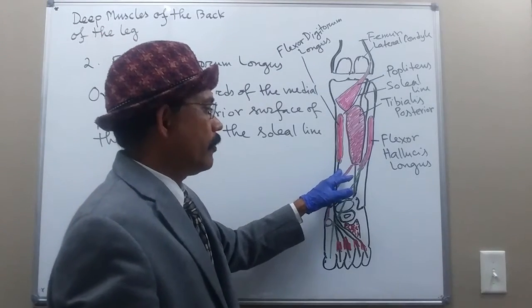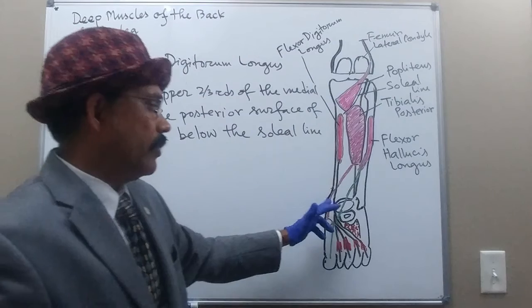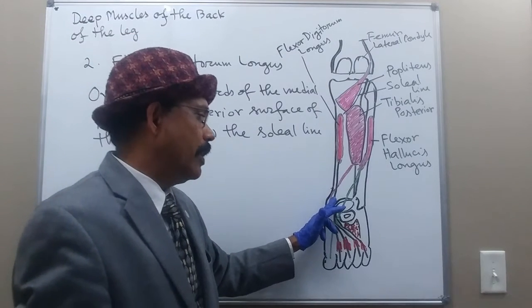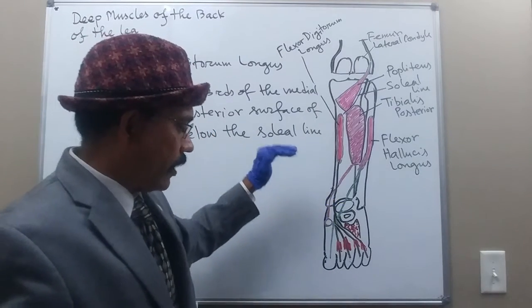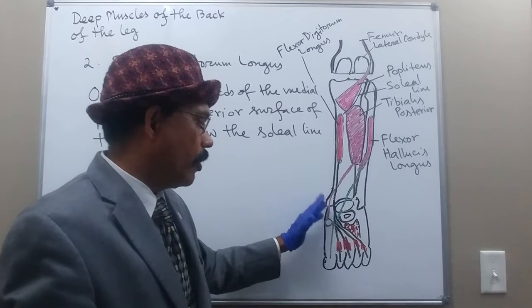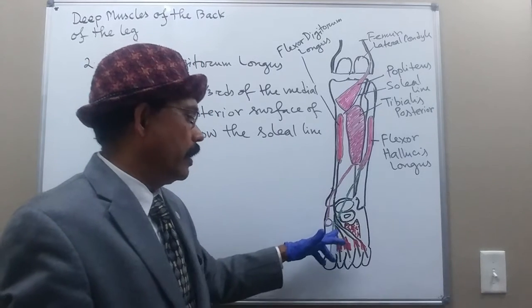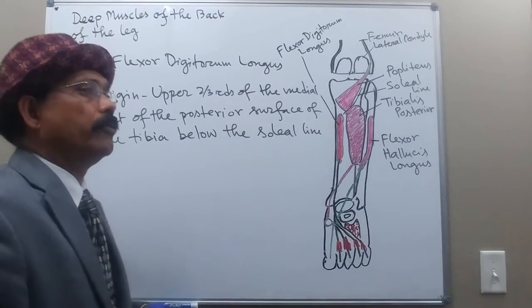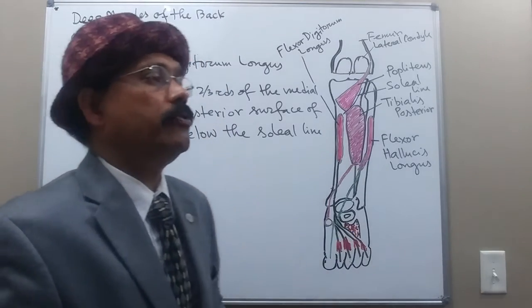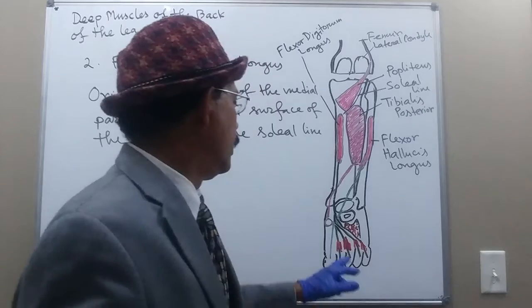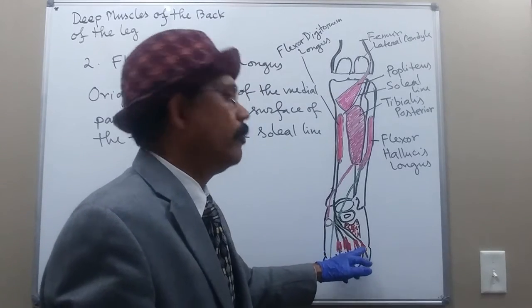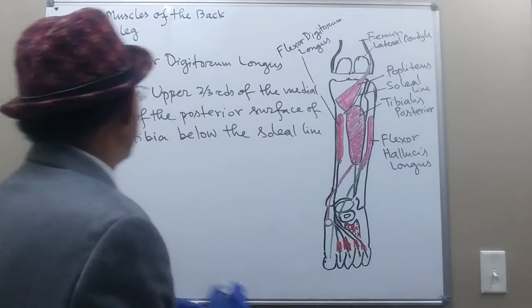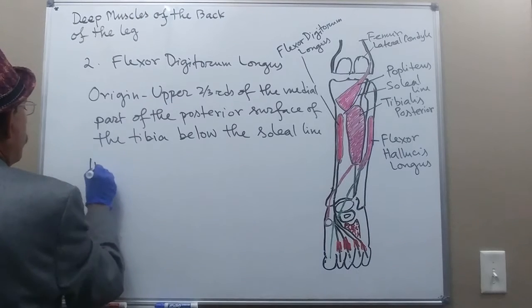This is the tendon of the Flexor Digitorum Longus that passes behind the medial malleolus and underneath the flexor retinaculum of the foot, then goes to the sole. Insertion: plantar surface of the distal phalanx of the second, third, fourth, and fifth toe.